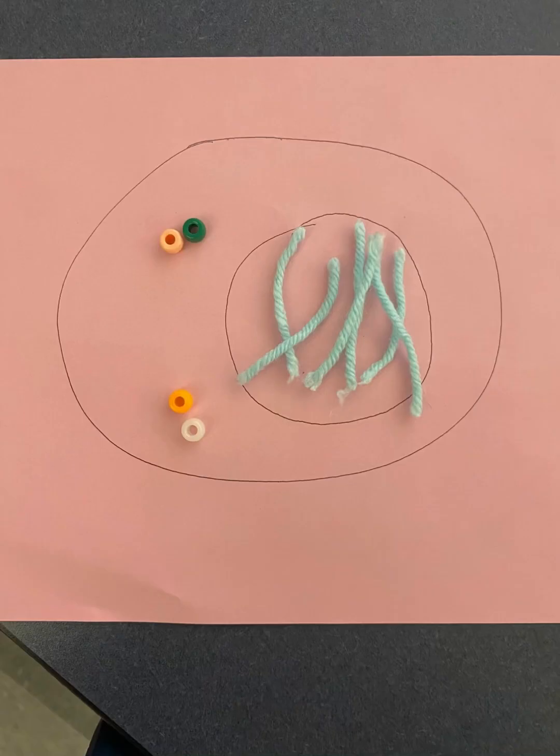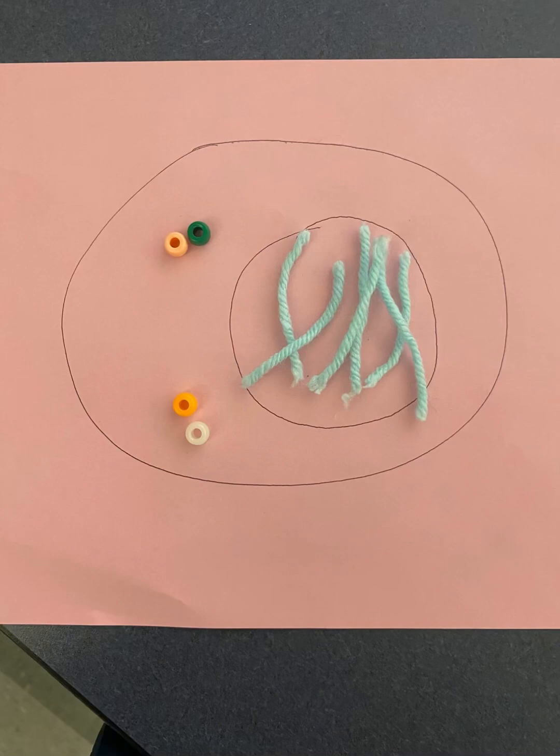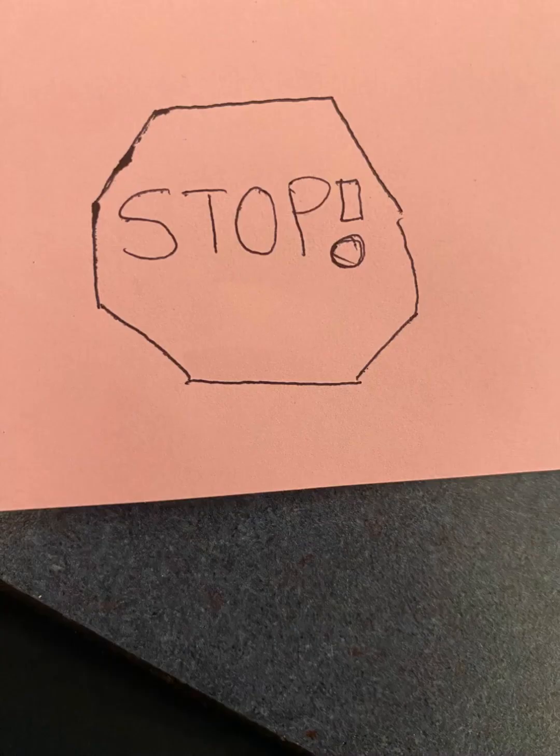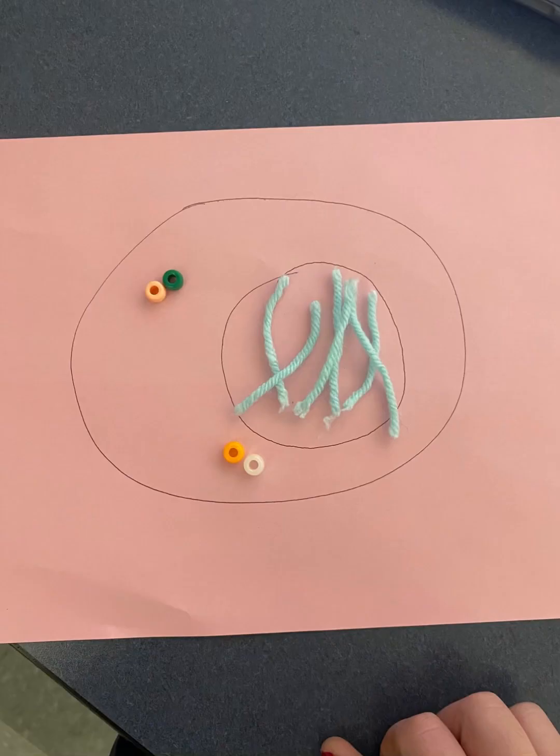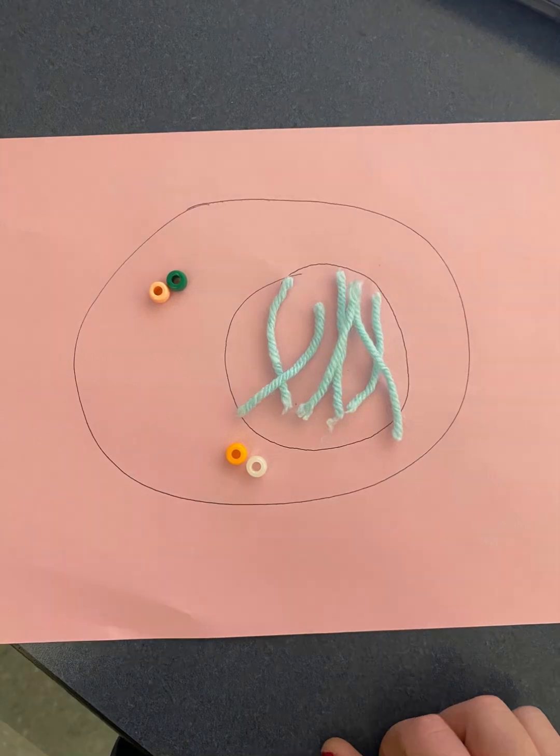It will continue to the G2 phase, which is the gap between synthesis and division. It grows as it prepares to divide. At the G2 checkpoint, the cell is checked for DNA damage and completeness. If all of this is completed, the cell will move on to mitosis or M phase.